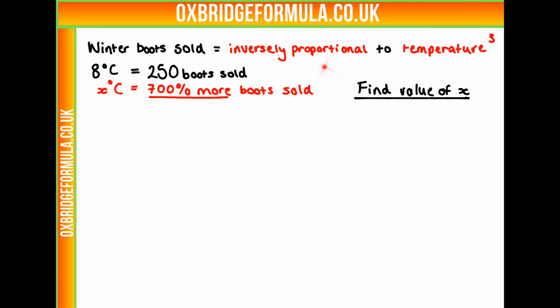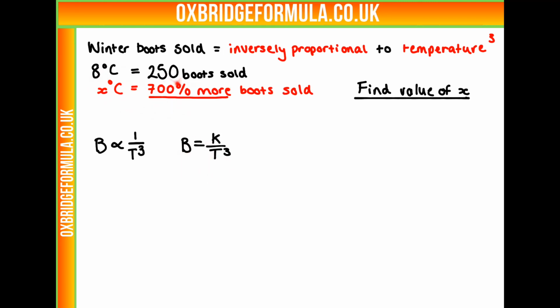So, let's write our proportionality expression down here. Winter boots are inversely proportional to the temperature cubed. So how do we write that as an expression? We can use a constant K. So B equals K over T cubed, with B being our boots sold and T being our temperature.